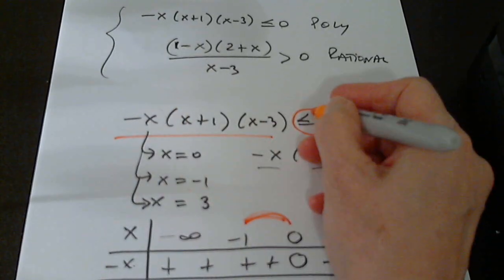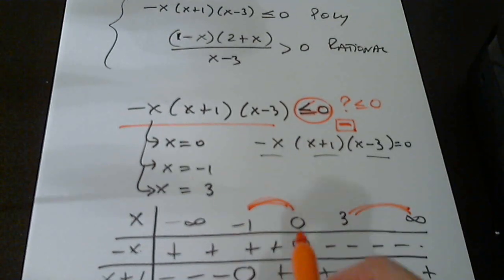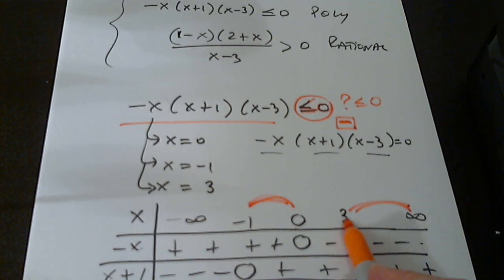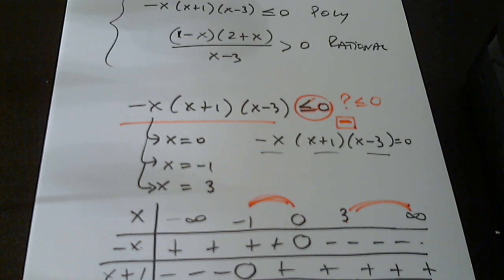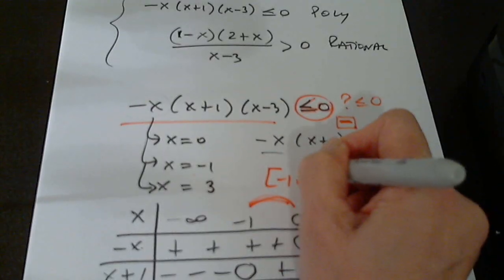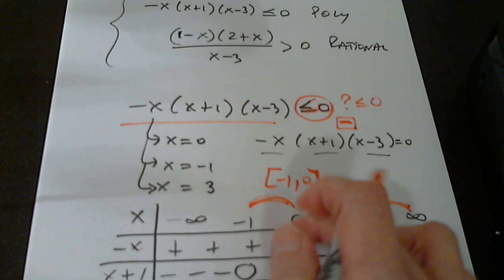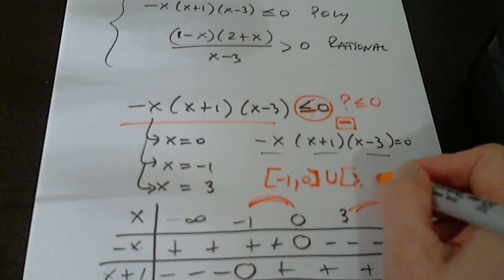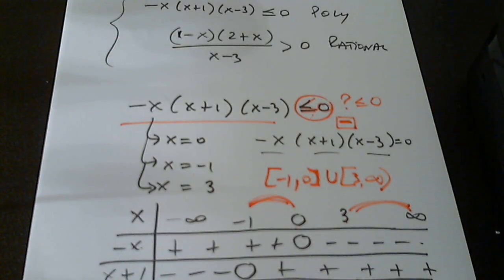So this is less than or equal to 0 only when I pick x between -1 and 0, and when I pick x between 3 and infinity. This is the solution. What is the solution? -1 comma 0 with a bracket in both because of the equal symbol, union, bracket at 3, comma, infinity, of course, with parentheses. This is it. That's the entire section. That's all we need to do to solve polynomial and rational inequalities.